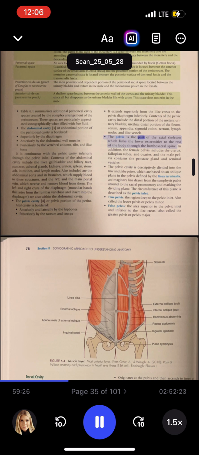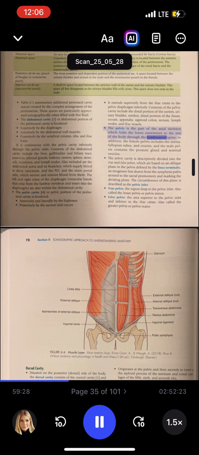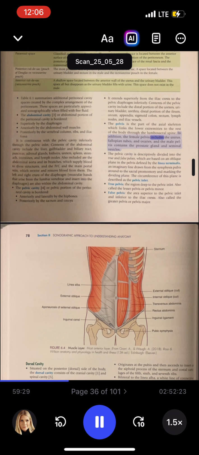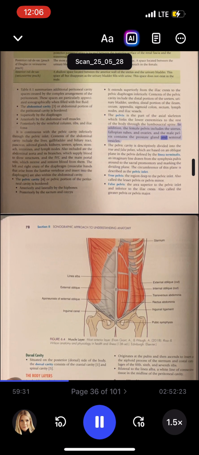The pelvis is the part of the axial skeleton which links the lower extremities to the rest of the body through the lumbosacral spine. In addition, the female pelvis includes the uterus, fallopian tubes, and ovaries, and the male pelvis contains the prostate gland and seminal vesicles.